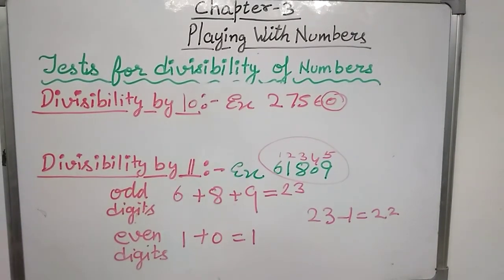So if the difference of sum of odd digits and sum of even digits is divisible by 11, the number is said to be divisible by 11.